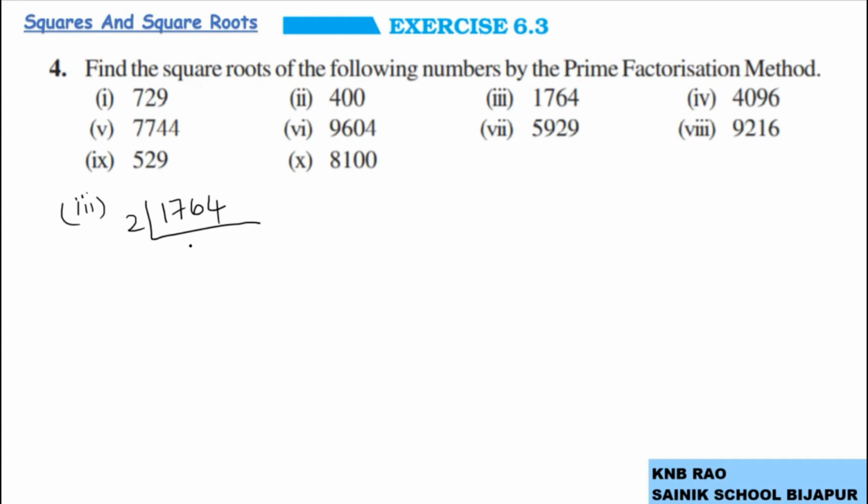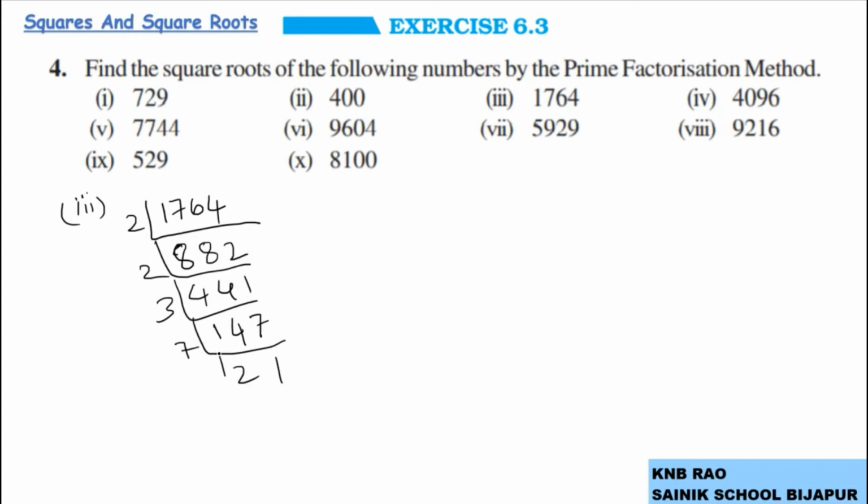1764 is an even number, so divisible by 2. 2 8s are 16, 2 2s are 4, 2 4s are 8, 2 1s are 2. It is an odd number, so not divisible by 2. Here the sum of the digits is 9, therefore it is divisible by 3. 3 1s are 3, 3 4s are 12, 1 carry, 3 7s are 21. Now this is divisible by 7: 7 1s are 7, and it is divisible by 7 again: 7 3s are 21.